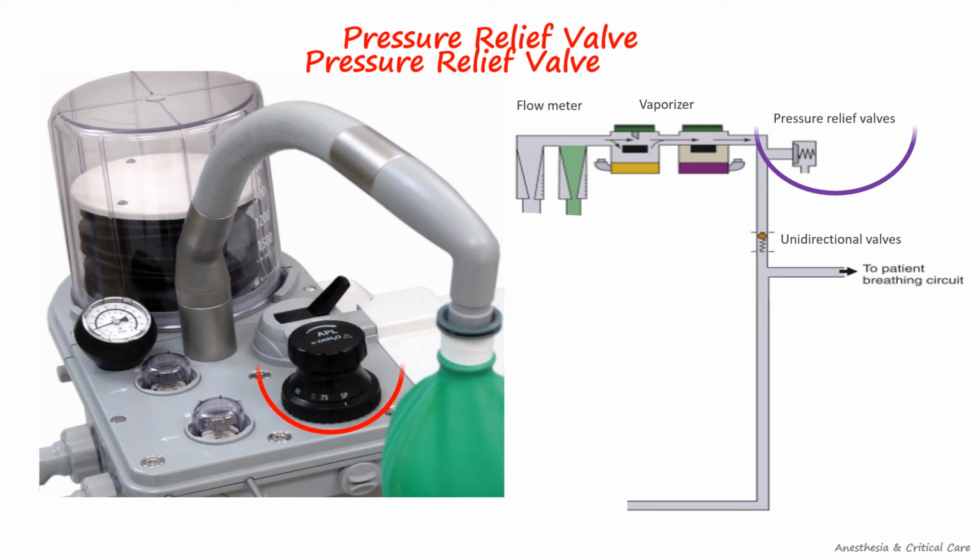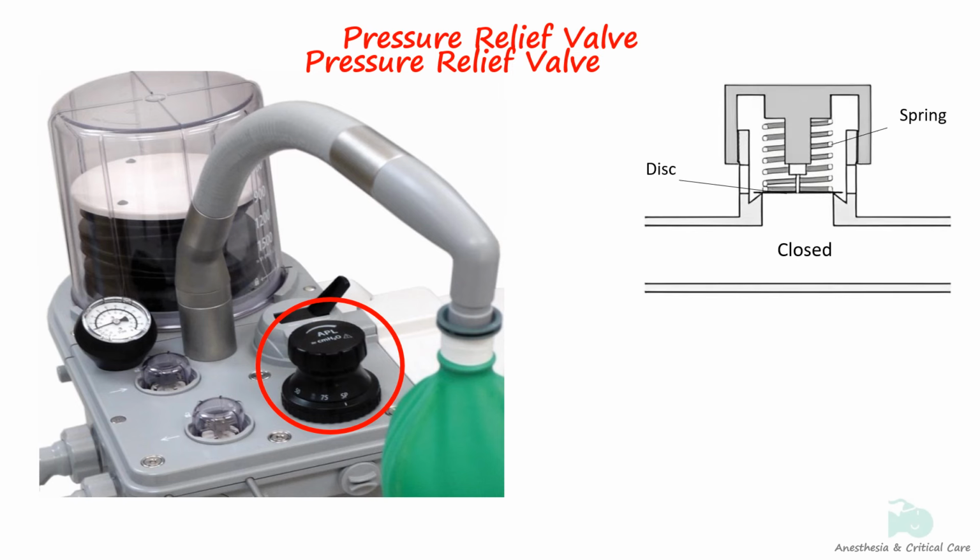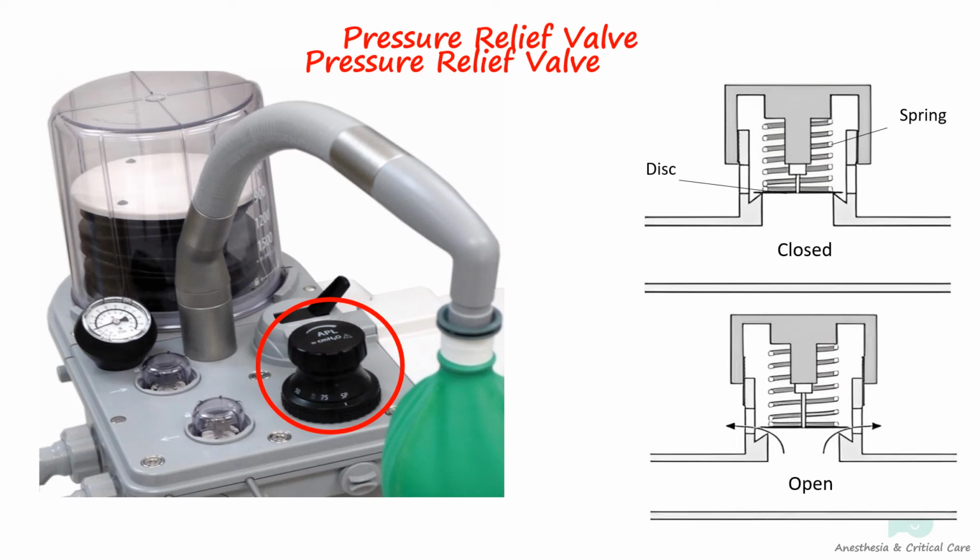The pressure relief valve is located on the back bar of the machine, downstream of the vaporizers or near the common gas outlet. Its purpose is to prevent high pressure from moving into the machine or from the machine to the patient. It is also known as a pop-off valve and operates through a spring-loaded mechanism attached to a disc, which closes the valve below the set pressure. As the pressure within the system increases, the spring is pushed upward, releasing the excess gas. Typically, the pressure relief valve opens at 35 kPa or 5 psi.